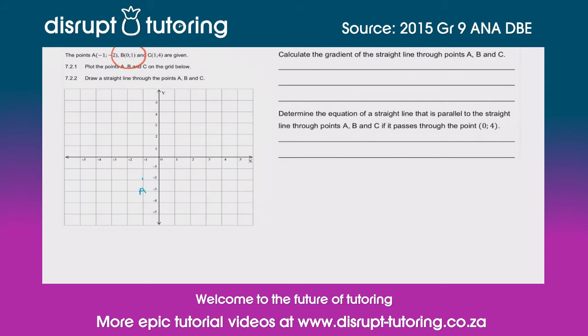Moving on to B, we can see that we've got the X coordinate of 0 and the Y coordinate of 1, so that's where the intersection is going to happen, and that is going to be point B. So we can write down point B. And then finally, guys, point C is 1 and 4. So if we look, 1 is going to be our X coordinate and 4 is going to be our Y coordinate. So the intersection is going to happen over there, and that's going to be C.